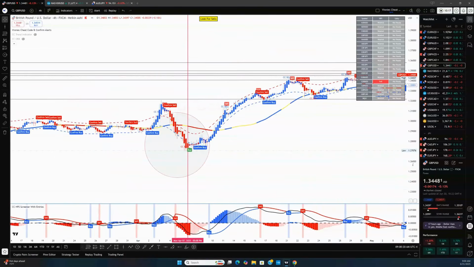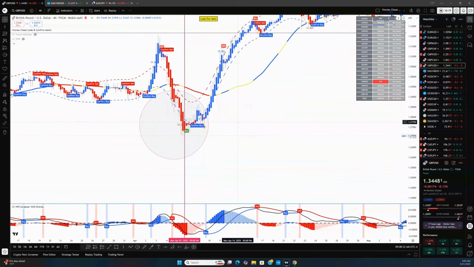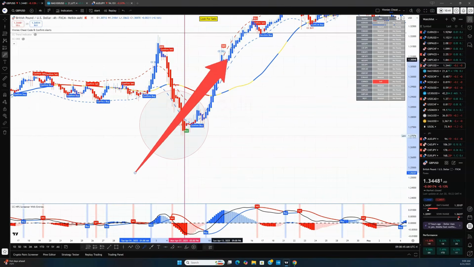And on the 4 hour, we're going to have a cheat code buy signal. We also have a divergence buy signal that you see here in green, which lets us know that price is going to reverse, and that's exactly what price did. Our entry would be on this confirmation buy, or we can wait again for the MACD to give us a buy signal. MACD gave us a buy signal here, and then price shot up from there.